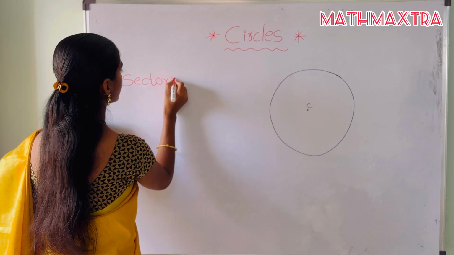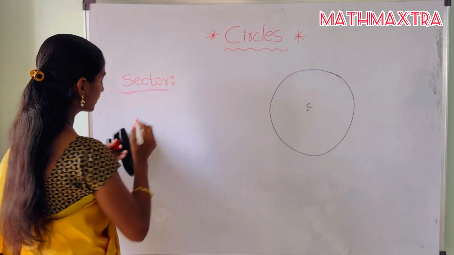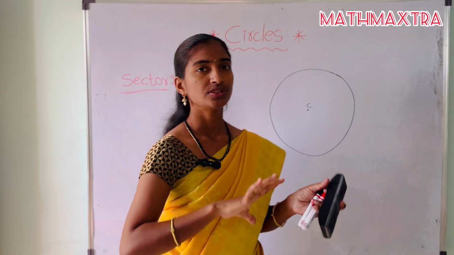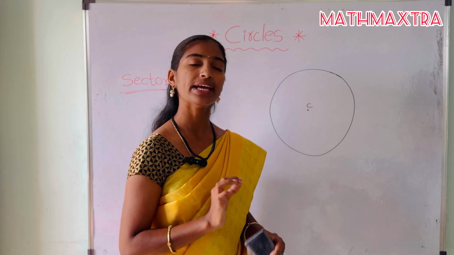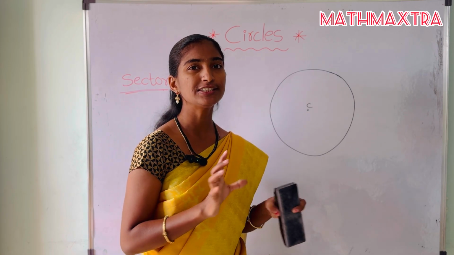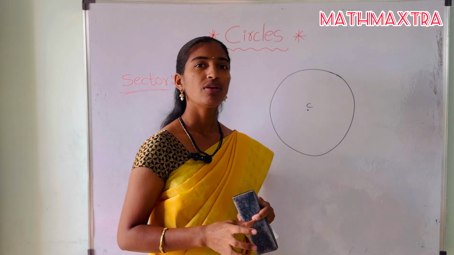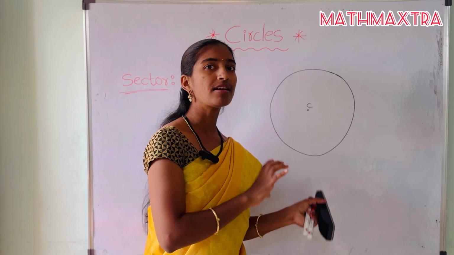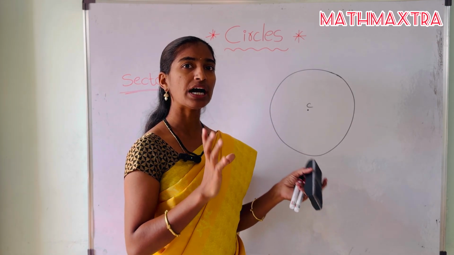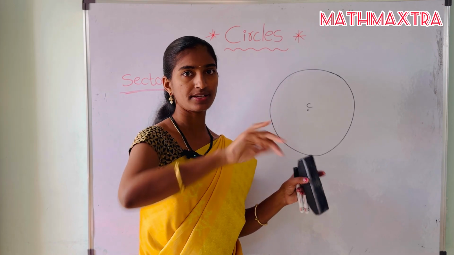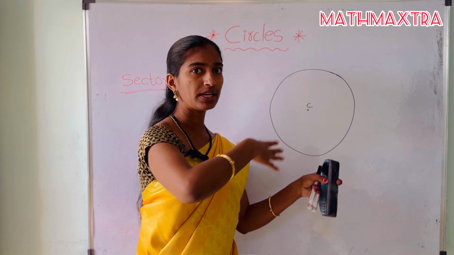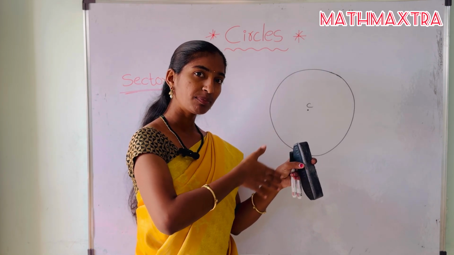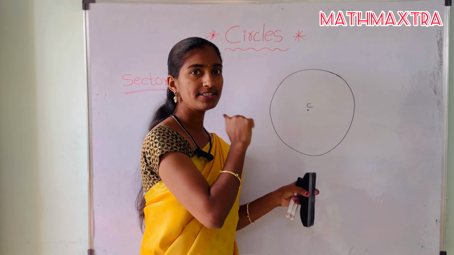What is a sector? So, a part of a circular region is called a sector. This is in simple words. So, what is the difference between arc and sector? You see, arc is nothing but part of a circle. What is a circle? A circle is nothing but a boundary line, right? So, that part of a circle we call an arc.